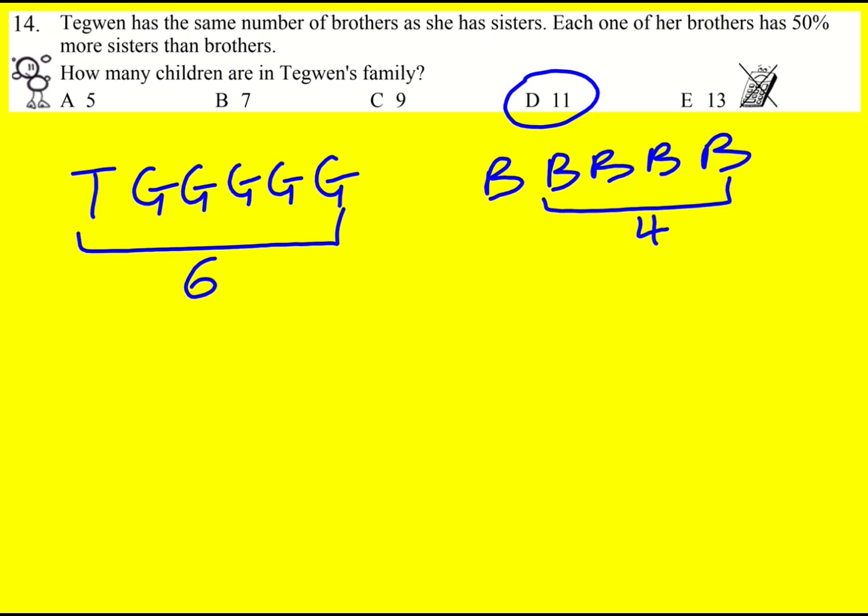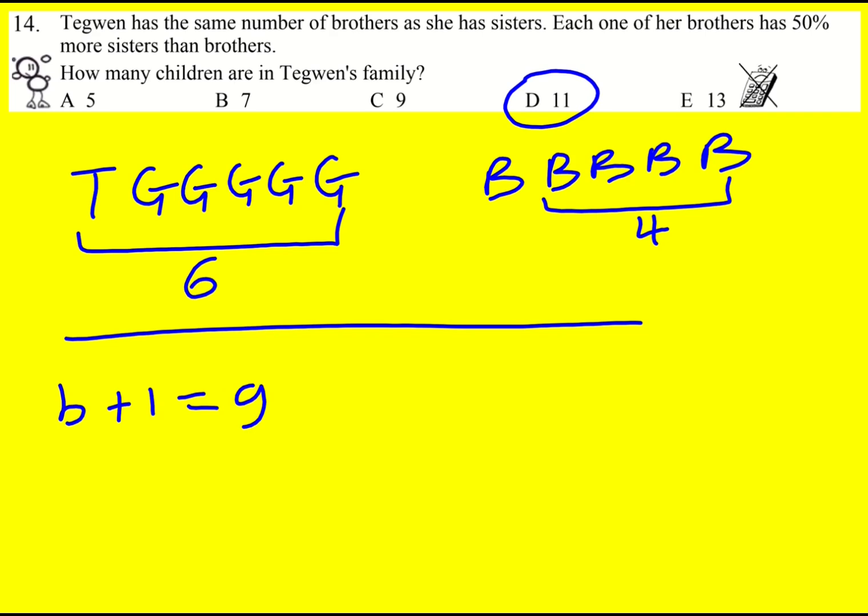Method two. This is actually how I did it. I'm not saying this is the best method, but it got me there. I had to introduce two unknowns. I had the number of boys, and because Tegwen's got the same number of brothers as she has sisters, that must mean that there's one extra girl than there are boys. So it must be that boys plus one is equal to girls. And I've got a relationship between these two things. That's considering it from Tegwen's perspective.